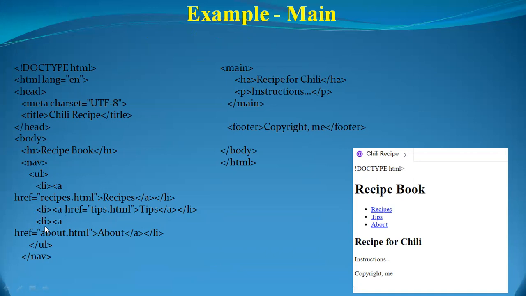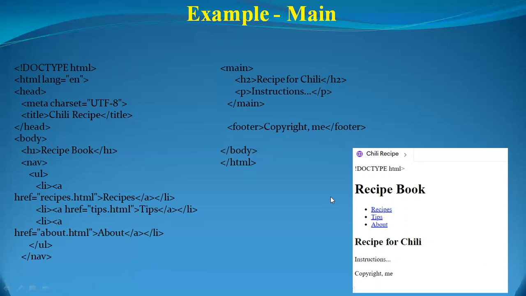Then the li tag, the list item, then the anchor tag should be there with href about.html. When we click on about, we move on to about.html. Close the unordered list and navigation tag. In the main tag, H2 is Recipe for Chili and the H2 tag should be closed. And the paragraph tag, instructions, should be there, then the paragraph tag closed and main tag closed. In the footer, copyright comment, the footer tag should be closed. Finally, the body tag should be closed, then the HTML tag should be closed.